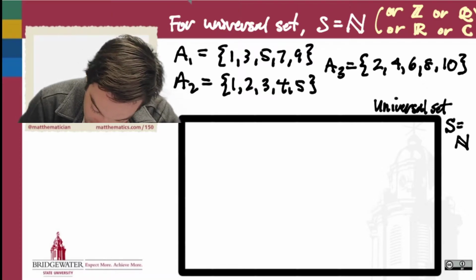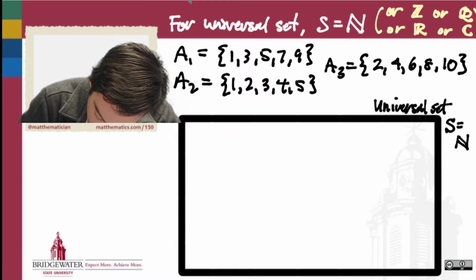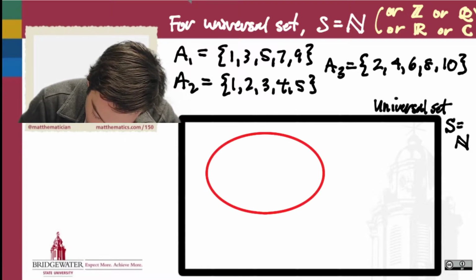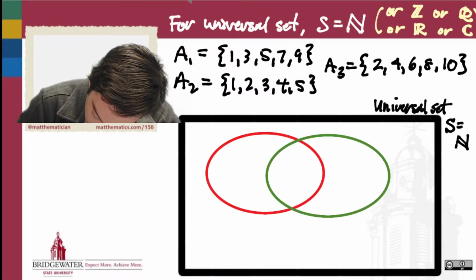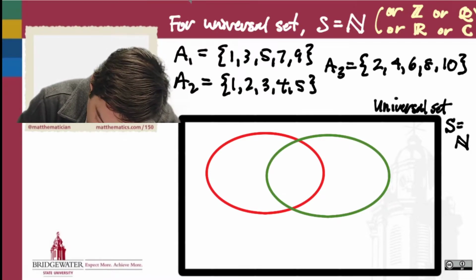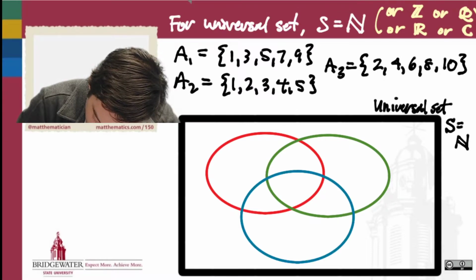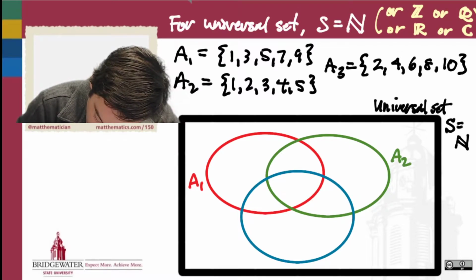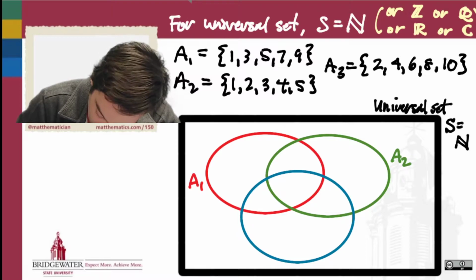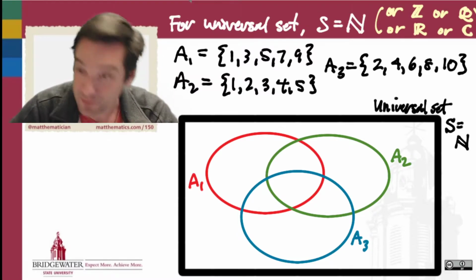And so we kind of think of this rectangle as containing all the natural numbers. And my three sets, A1, A2, and A3, are then going to be subsets of that universal set. And I'm going to draw them so that they all overlap one another, like this. Try to color code them a little bit. So here's my set A1 in red, here's my set A2 in green, and here's my set A3 in blue.